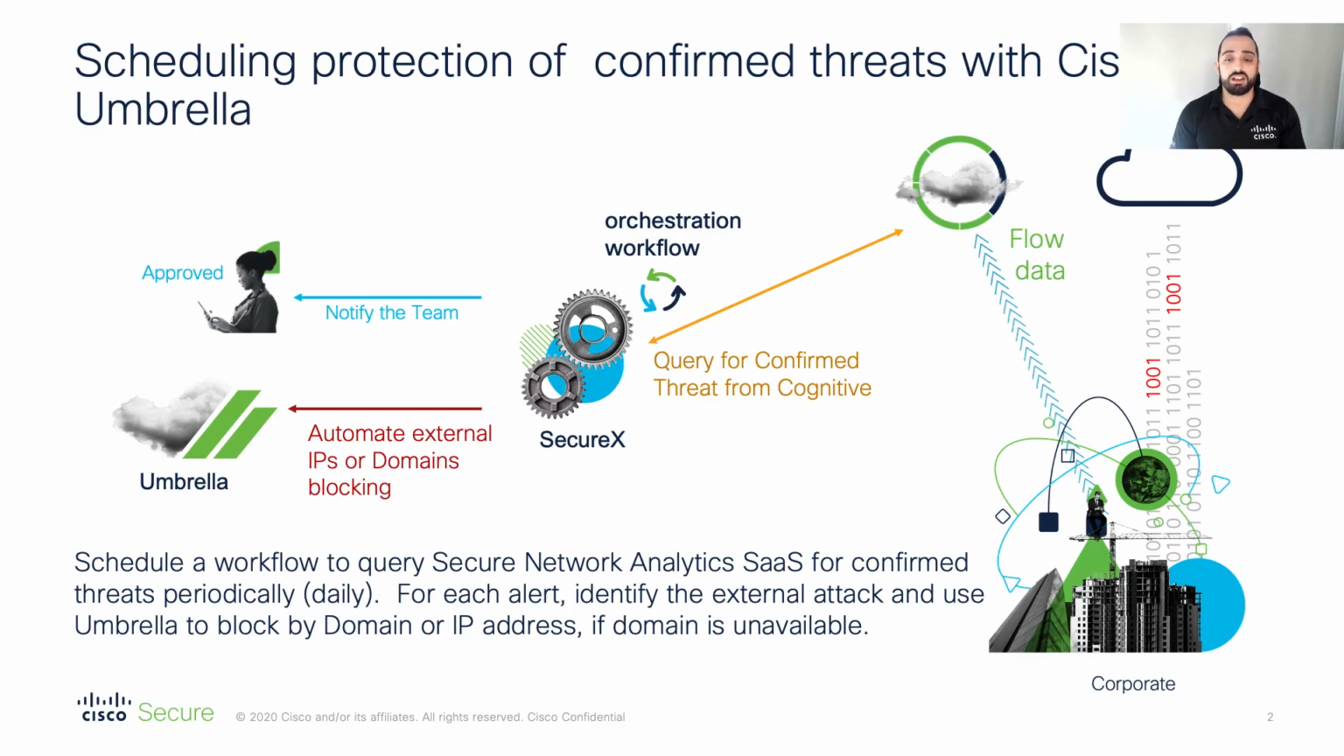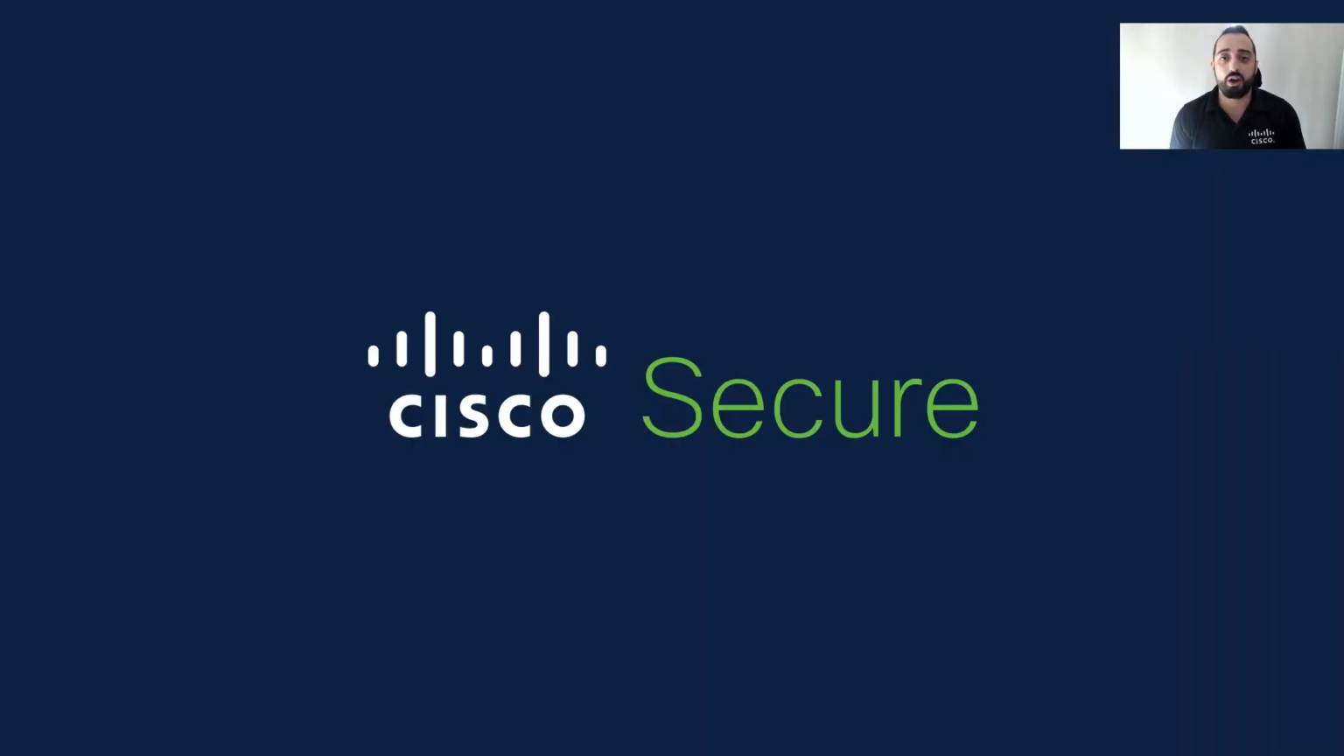So this is the full workflow that you can create within SecureX Orchestrator to query on a daily basis for confirmed threats in SecureX Network Analytics SaaS that were found through machine learning, and automate the response with Umbrella, either for domain or IP blocking. This was the use case. Hope this video has been informative for you guys, and tune in for other videos.